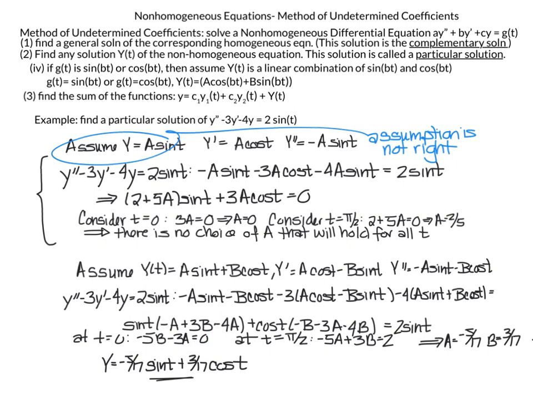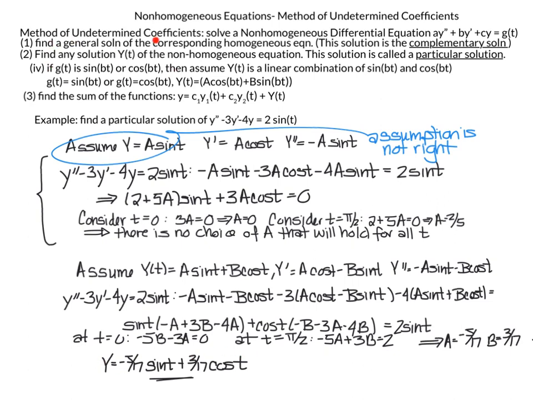To get my second equation to solve for a and b, I'm going to set t equal to pi over 2. So now this becomes 0. This becomes 2 because sine of t is 1. And this becomes 1. So what I'm left with is 5a plus 3b is equal to 2. So now I have two equations for my two unknowns, a and b, and that will allow me to solve for a equal to minus 5/17 and b equal to 3/17. So my particular solution, capital Y, is equal to minus 5/17 sine of t plus 3/17 cosine of t.